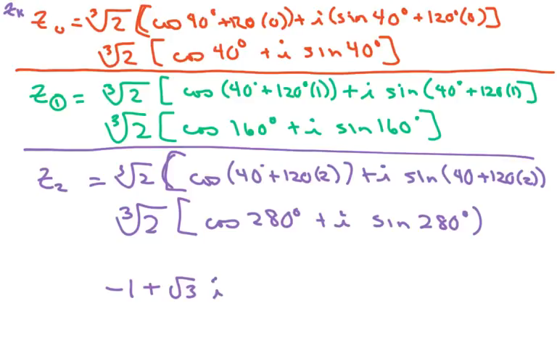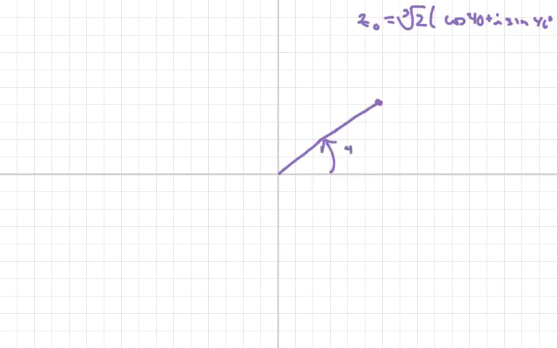And that's how you find the complex cube roots of -1 plus square root of 3i. Now, one more thing I want to do is show you what this looks like. It's just a little graph real quick. So z_0 is going to be up in here. And that's cube root of 2 times cosine of 40 plus i sine of 40. So we have 40 degrees here. I'll make it about like that. It's going to be a circle here. And this is 40 degrees. Okay? And that is this one.